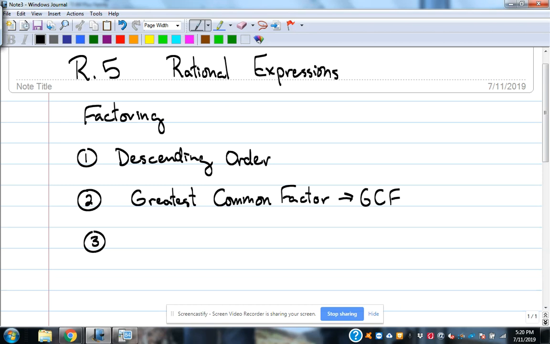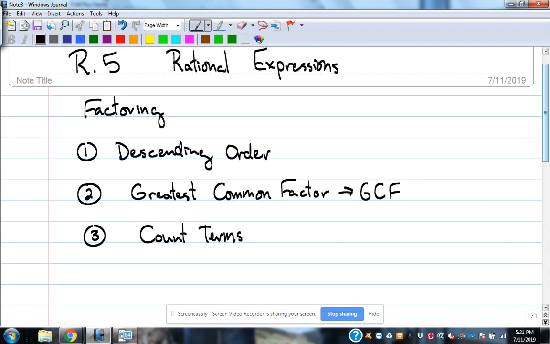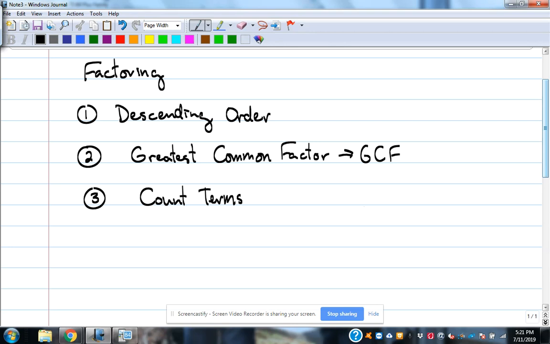And the next step was to count the terms. And when you counted the terms, that told you what method you could use to factor. And we had 3 different scenarios that could happen with things that we would see in a Math 100 or Math 110 situation. One of those things was that there were 4 terms. If there were 4 terms, we could use this method called grouping.